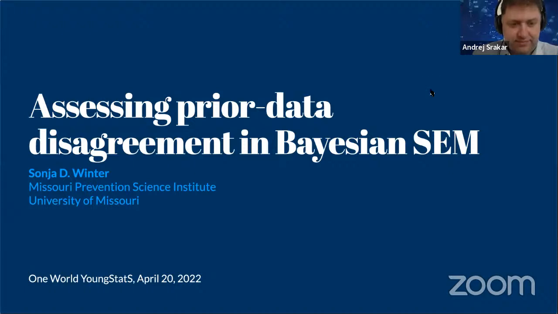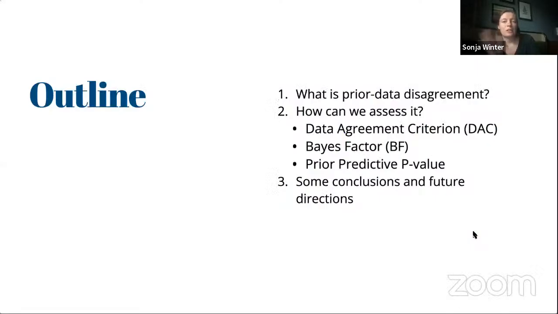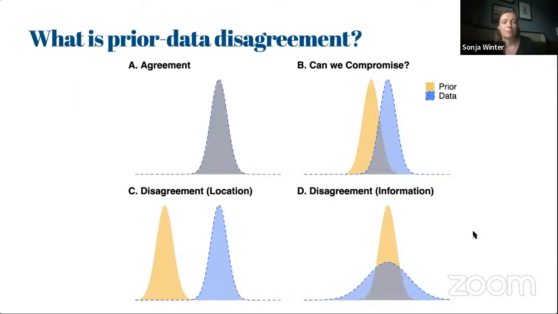So yeah, I'm Sonja Winter, and I work at the Missouri Prevention Science Institute at the University of Missouri. I completed my PhD in quantitative methods at UC Merced last year, and today I'll be talking about assessing prior data disagreements in Bayesian structural equation modeling. So in the next 20 or so minutes, I will introduce the idea of prior data disagreement. I'll talk about 3 methods that we can use to assess it and discuss some results based on a simulation study that looked at these methods. And then I will just end with some conclusions and future directions.